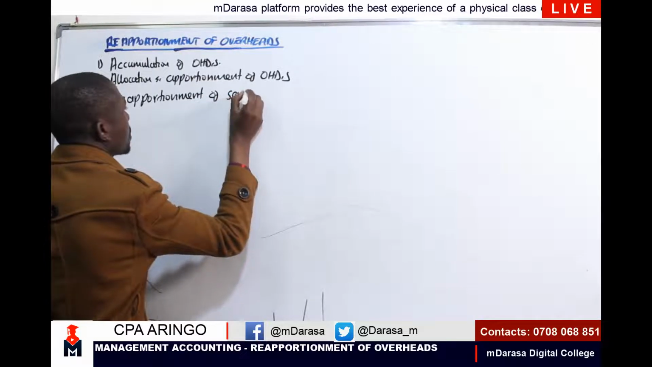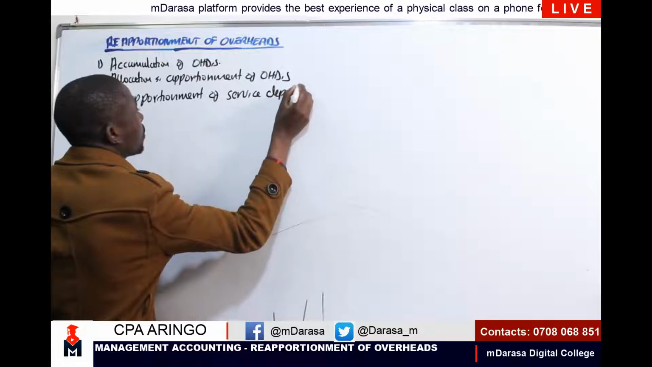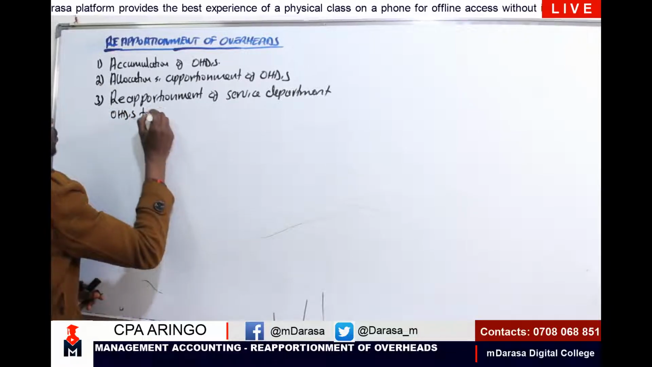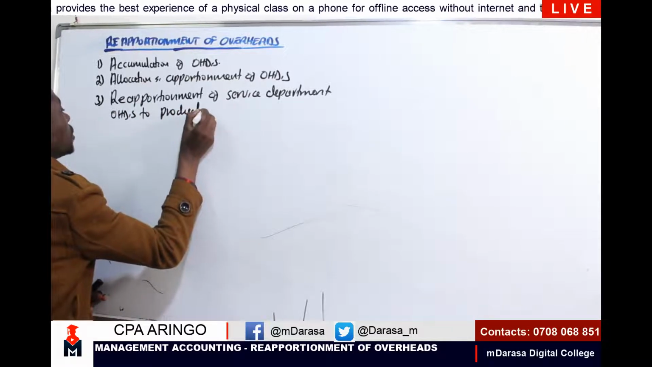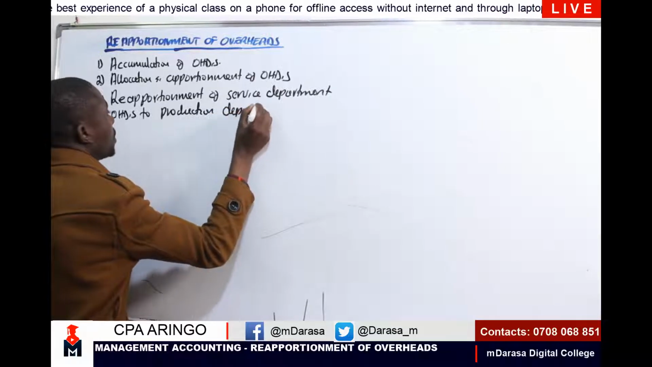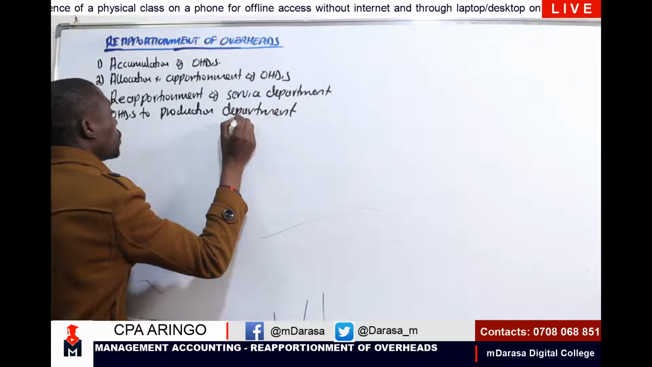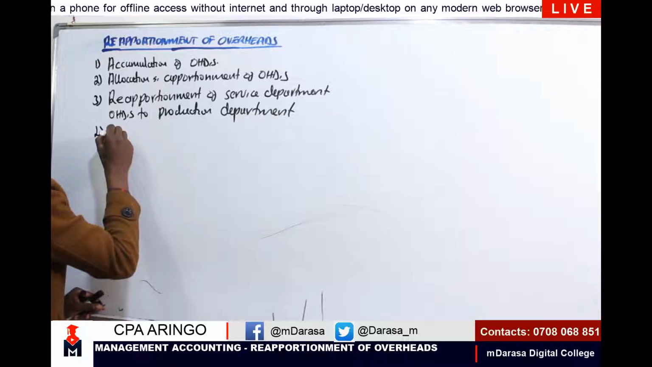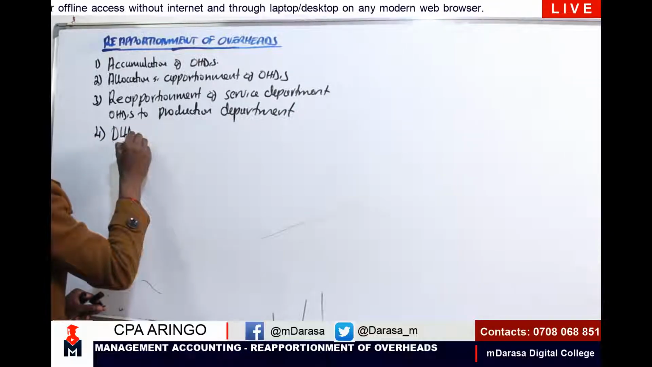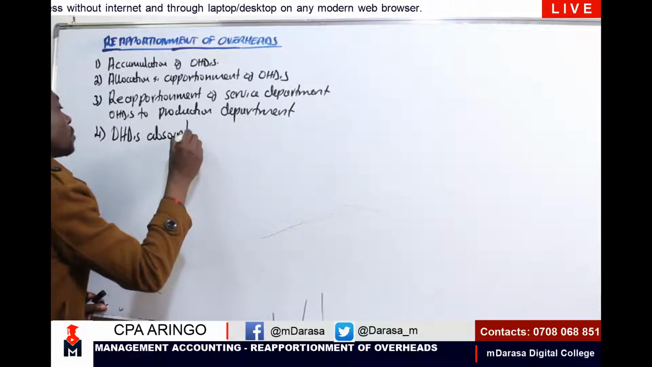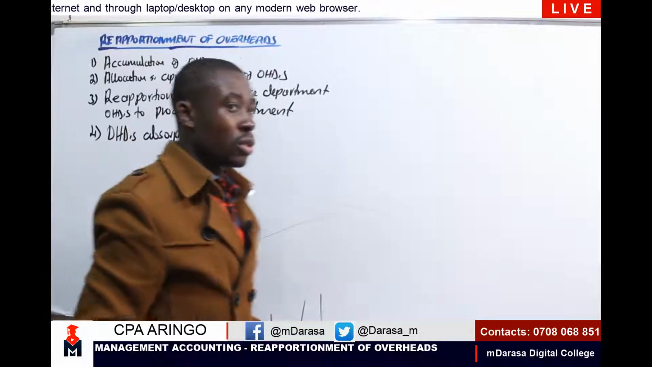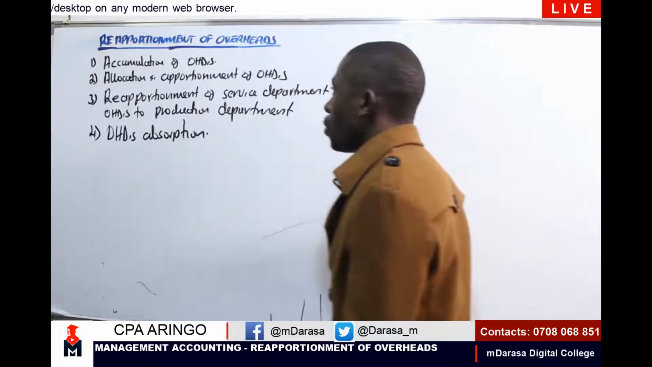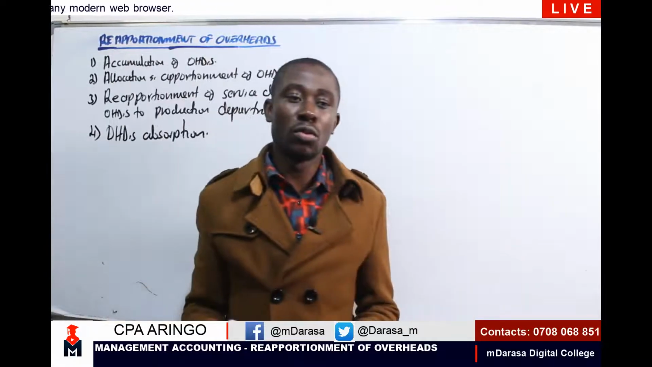Reapportionment of service department overheads to production department. I will explain this concept, but we are going to look at it again. Step number four, it will be upon us to absorb our overheads. So talk of overheads absorption. These are the four steps that we must always tend to recall anytime we are looking at the aspect of accounting for overheads.